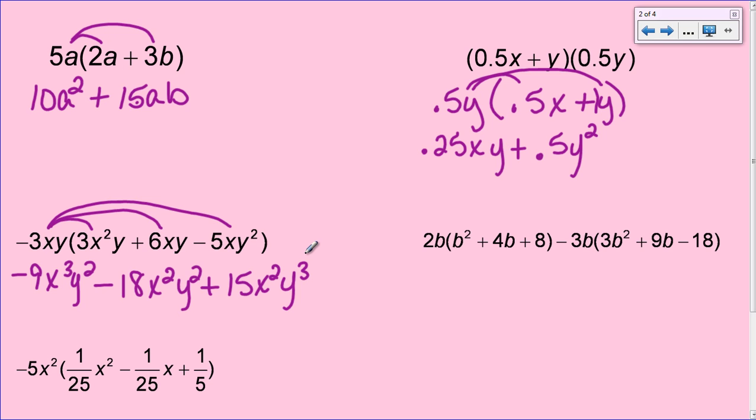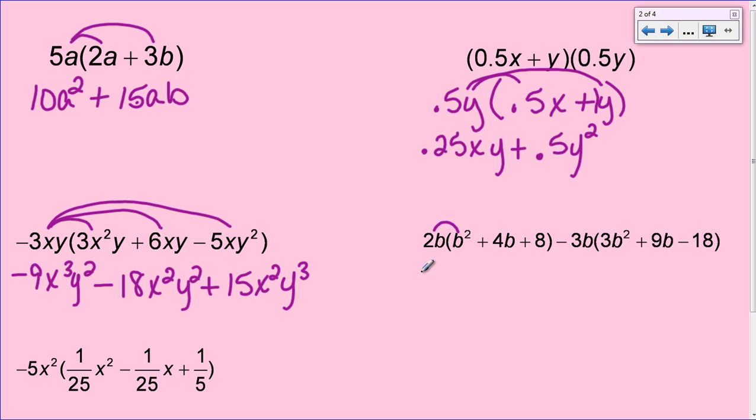So now let's look at the next example. The next example has 2 sets of things going on. I have 2b times this quantity minus 3b times this quantity. So I'm going to have to distribute twice. I'm going to have to distribute this part first and then over here, and then I'm going to have to subtract the 2 resulting polynomials. So this sort of combines what we're learning today with what we learned yesterday. So let's take care of the distribution first.